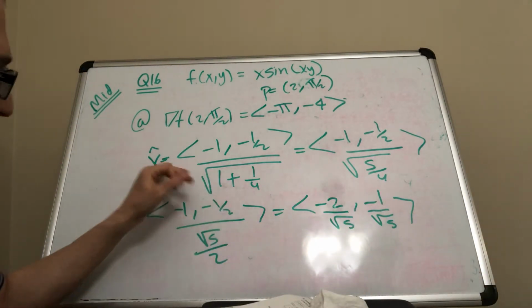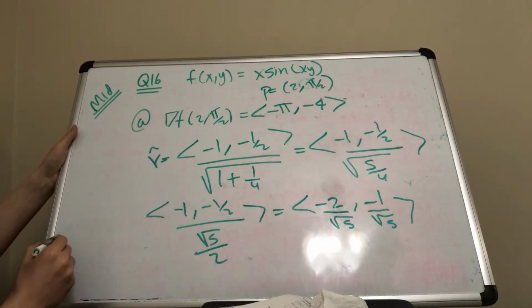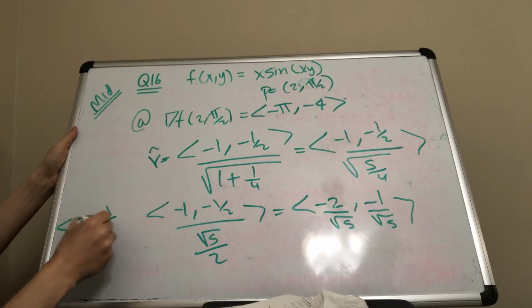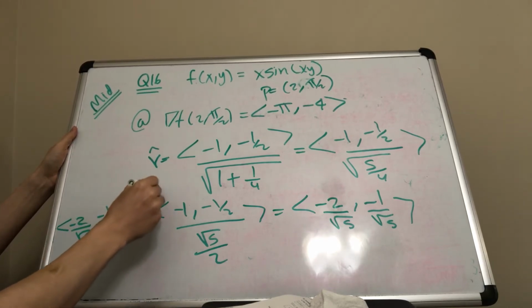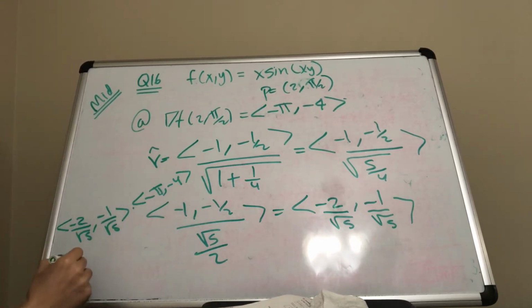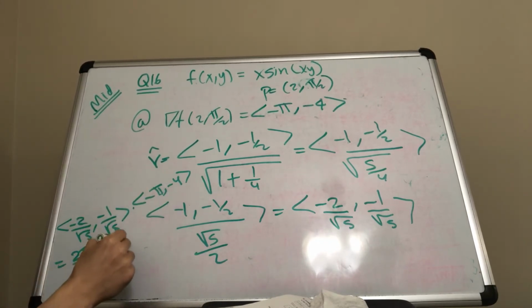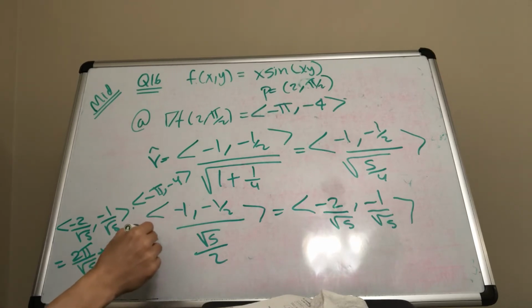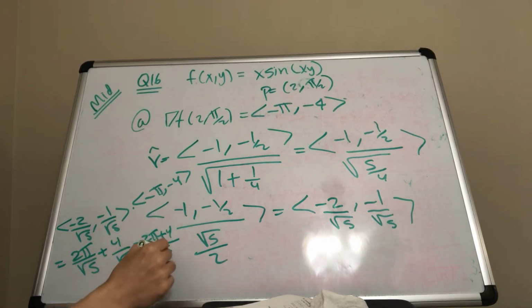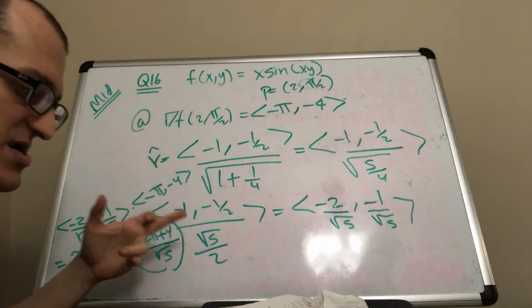So once you have the normal of the vector, you do cross multiplication and that gets you the direction. So now we need to do the cross multiplication between minus 2 over root 5, negative 1 over root 5 with minus pi, minus 4. First times first, 2 pi over root 5. Second times second would be 4 over root 5. The answer is 2 pi plus 4 over root 5. This is the result if it's in the direction of a vector.